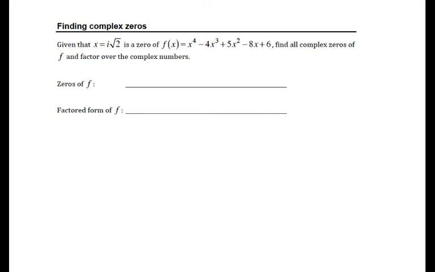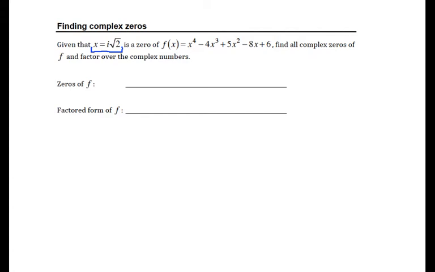We can use the process of polynomial division, or sometimes synthetic division, to factor a higher degree polynomial completely over the complex numbers. In this example, we are given that x equals i times the square root of 2 is a zero of this function. We could try synthetic division with i times the square root of 2, but synthetic division with imaginary numbers is a little bit more involved than it is with real numbers.